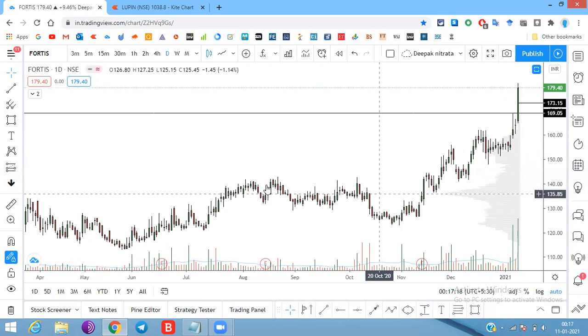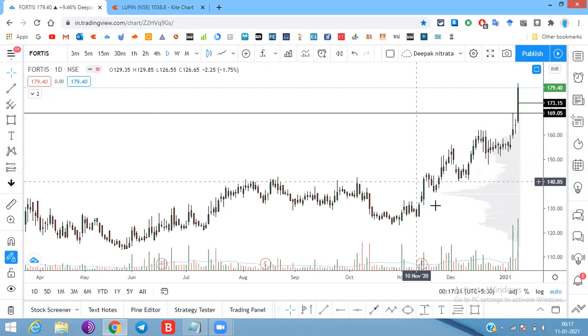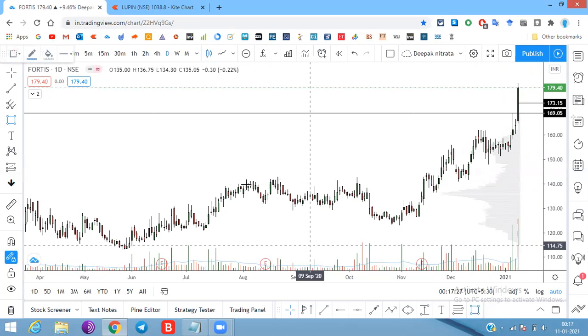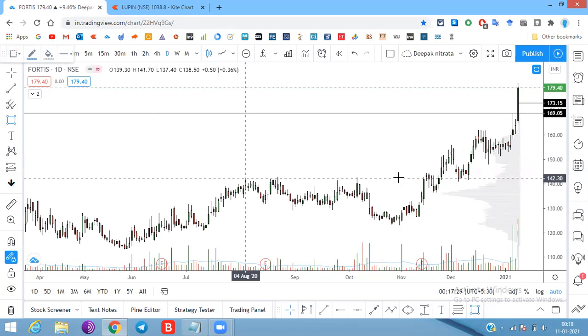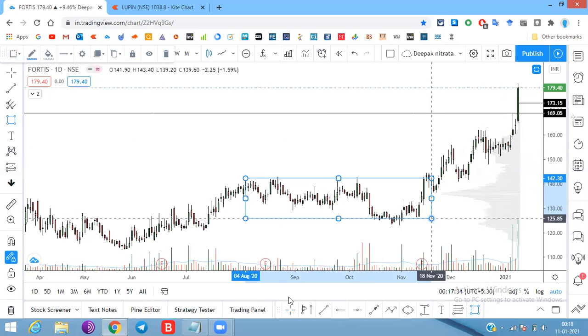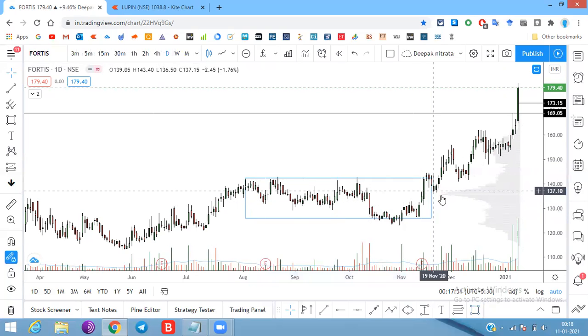Here we can see that in this point of control region, if I plot a rectangle here, let me plot one. Here in this balance region, in this high volume node region, or we can also say point of control region, this point of control zone has also acted as a good support zone. So you can see it has acted as a good support zone. Okay.